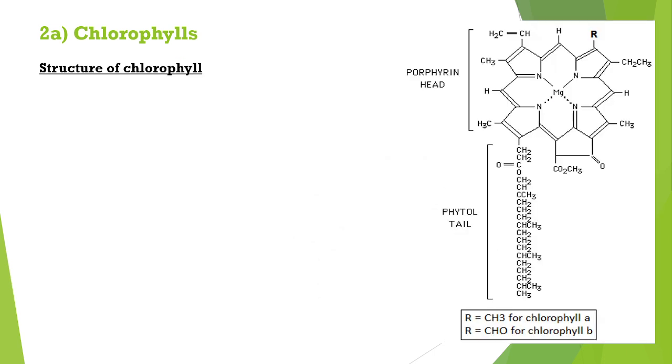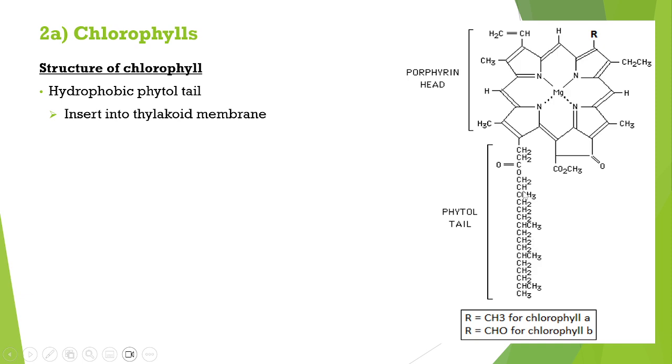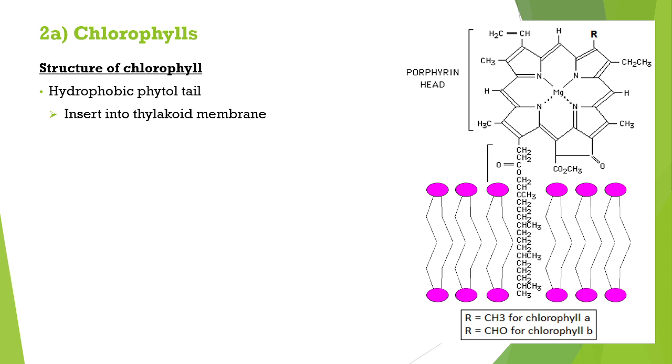Okay, so let's look at the structure of the chlorophyll. This is how chlorophyll looks. At the bottom of the chlorophyll, there is the phytol tail, which is hydrophobic. You can see that it is made up of only C and H. So it's hydrophobic and functions to insert the chlorophyll into the thylakoid membrane.